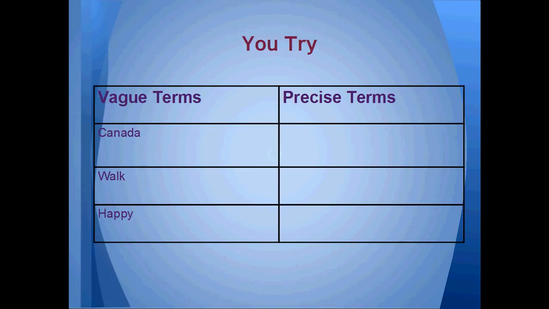Okay. Now here's some more examples. You have Canada, walk, and happy for vague terms. I want you to try to think of at least 4 more specific terms for each Canada, walk, and happy. There's a good chance you're not going to get the same more precise terms that I put, just because there's so many precise terms that could fall under each vague term. But just try your best to think of examples that you think parallel how I've been demonstrating to make precise terms. Take a moment to do that. You can pause this video if you think you need more time. Otherwise, I'm going to move on to the answers right now.